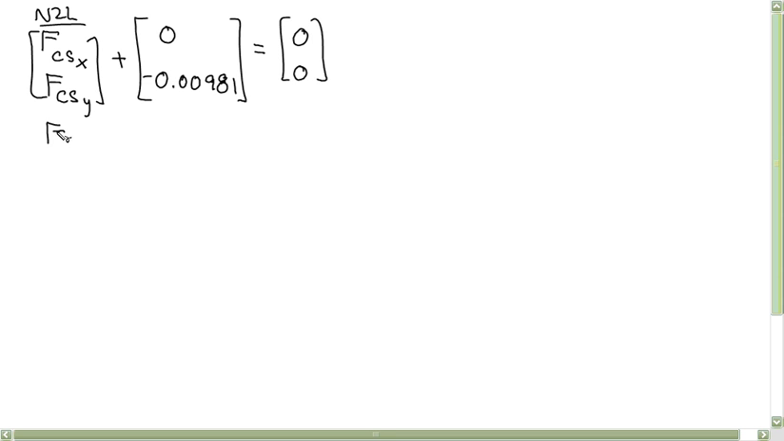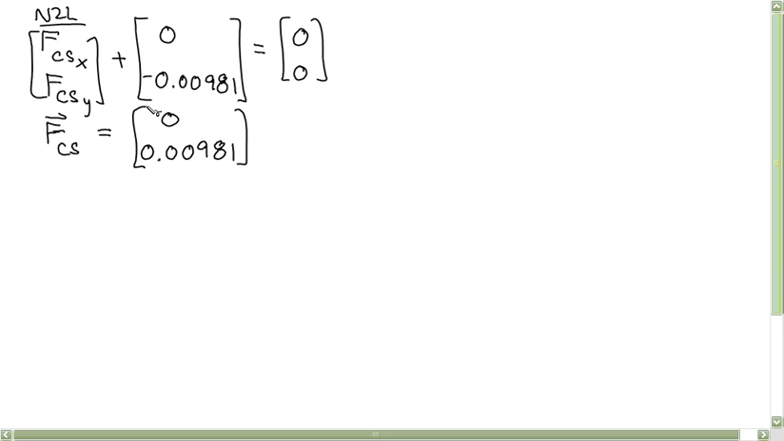So FCS is equal to 0, positive 0.00981. Okay, so this is sort of a simple example. So that's not a very interesting result. It just said the surroundings of the table have to hold that piece up. It just has to counteract gravity. But that's how you solve that.